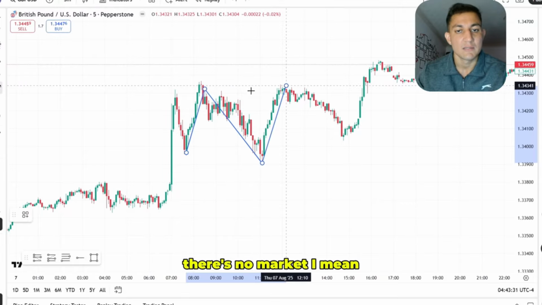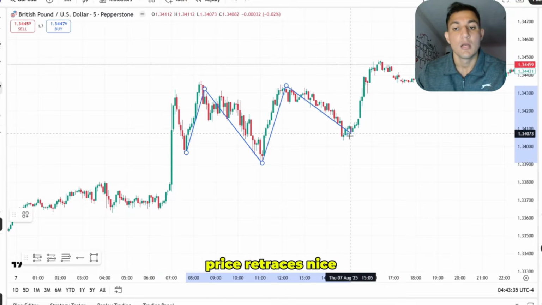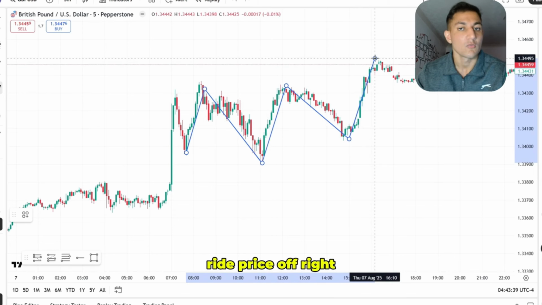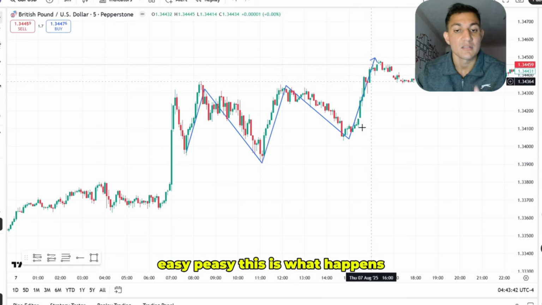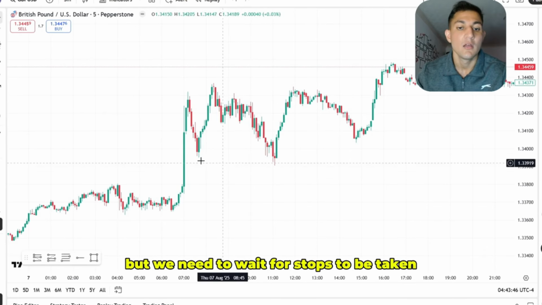There's no market structure. I mean, you know, if you want to use this high, but again, like I said, market structure does not matter. Price retraces. Nice, easy entry on a fair value gap, on an order block. Ride price off. Right? Easy peasy. This is what happens, and this is what a liquidity sweep actually is. But we need to wait for stops to be taken.